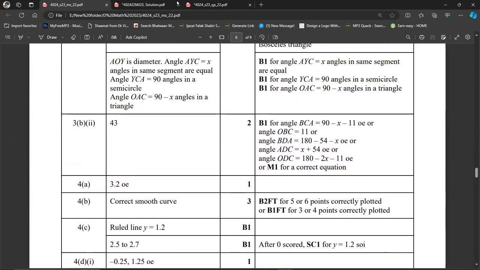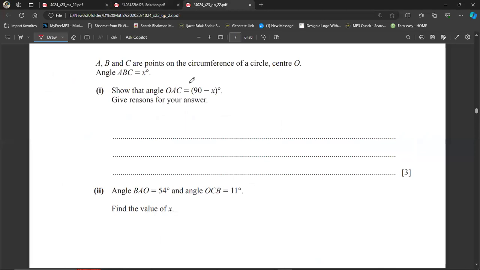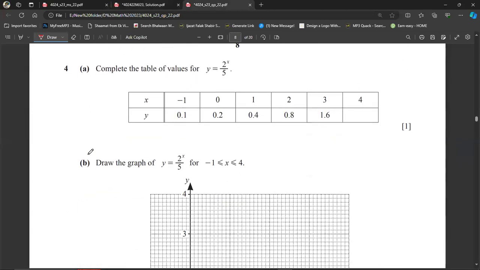So this is the solution. x is equal to 43. This is my solution. And here we go to the next part. Question number 4, it's A part. He says complete the table of values for.